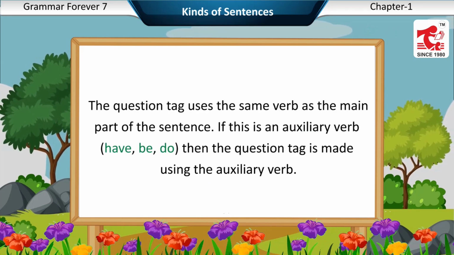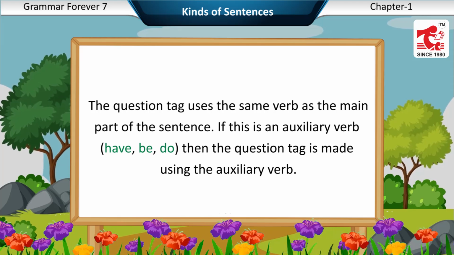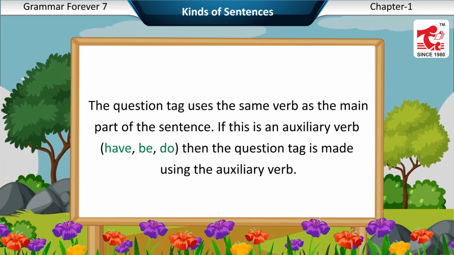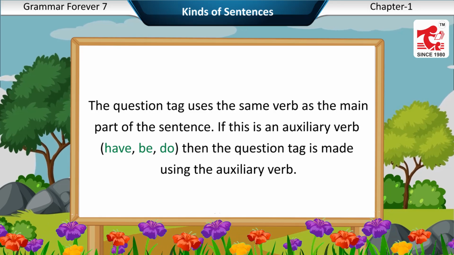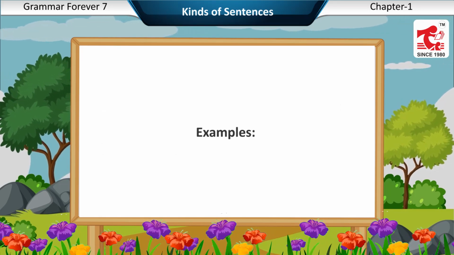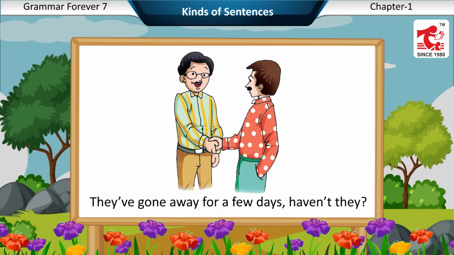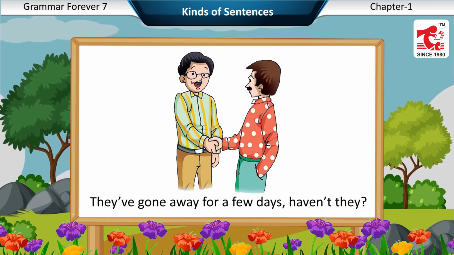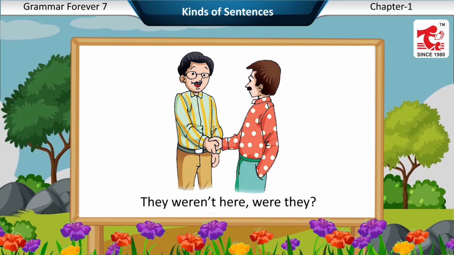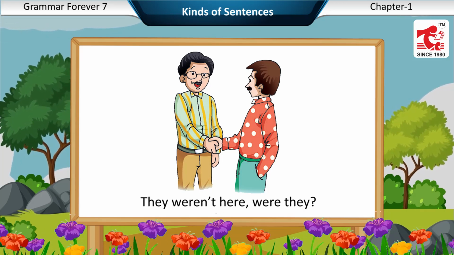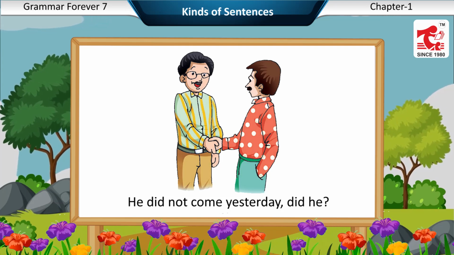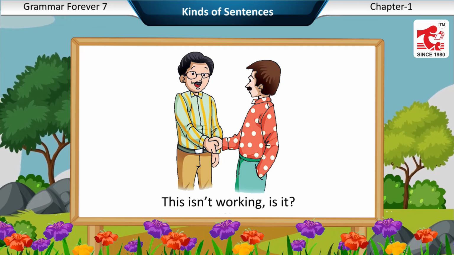With auxiliary verbs. The question tag uses the same verb as the main part of the sentence. If this is an auxiliary verb, have, be, do, then the question tag is made using the auxiliary verb. Examples: They have gone away for a few days, haven't they? They were not here, were they? He did not come yesterday, did he? This isn't working, is it?